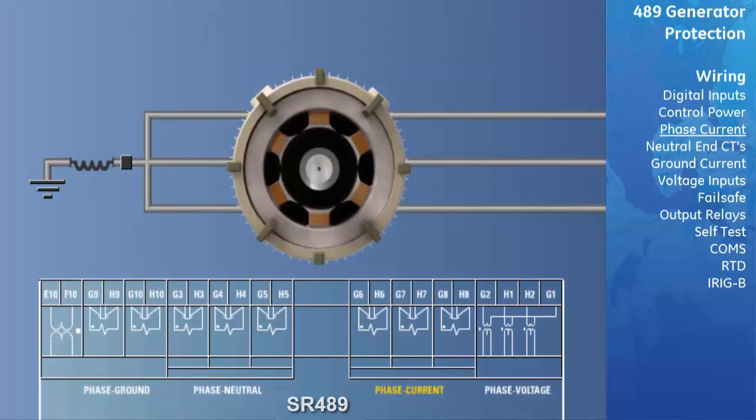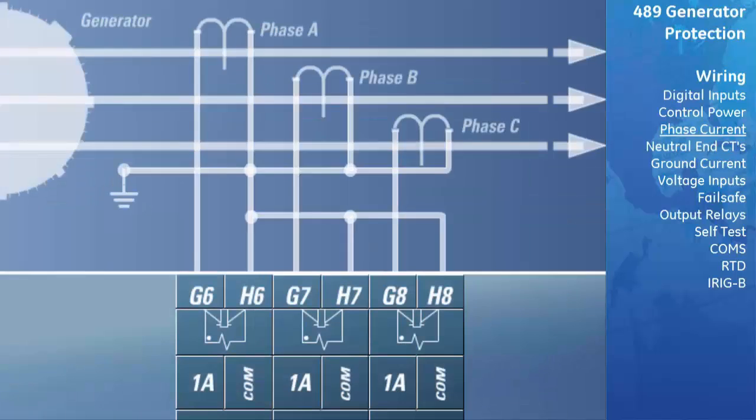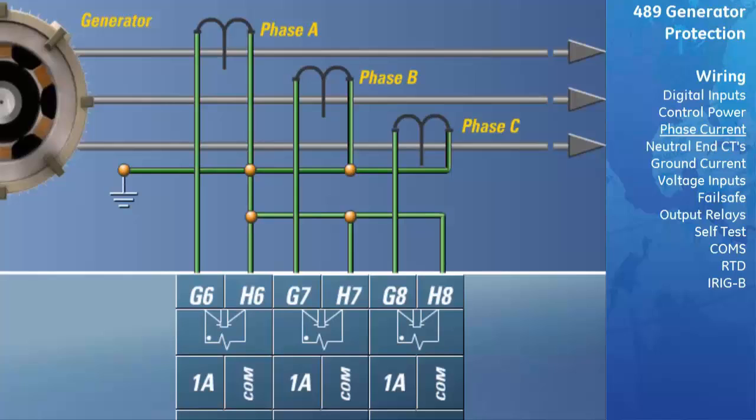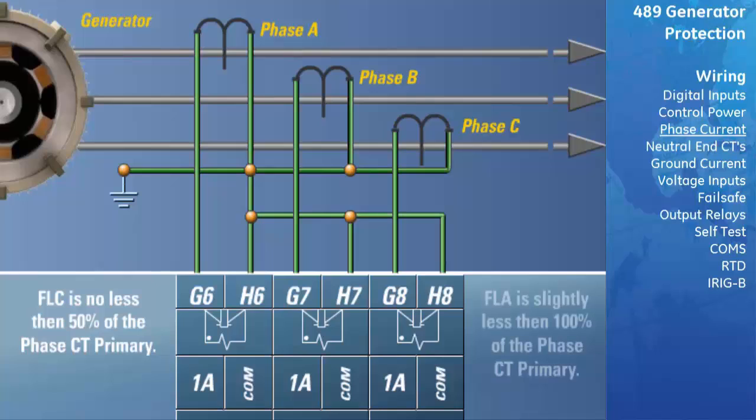The SR489 has 3 channels for phase current inputs, each with an isolating transformer. There are no internal ground connections on the current inputs. The phase CTs should be chosen such that the full load current is no less than 50% of the rated phase CT primary. Ideally, the phase CT primary rating should be chosen such that the FLA is 100% of the phase CT primary or slightly less, never more. This will ensure maximum accuracy for the current measurements.